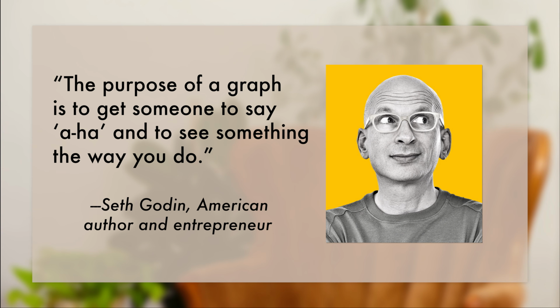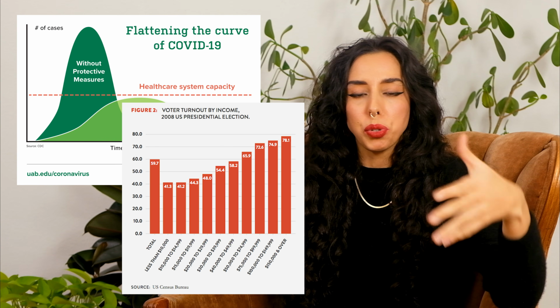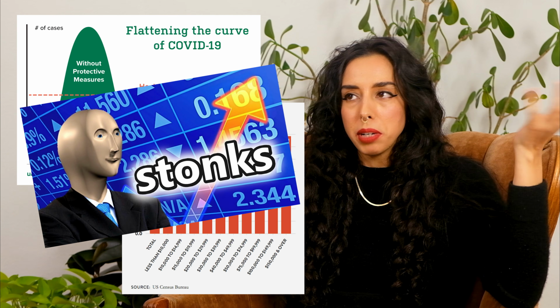I heard Seth Godin say, the purpose of a graph is to get someone to say, aha, and to see something the way you do, which I like as a definition because it underscores how data viz is fundamentally a form of communication. And in an increasingly data-driven world, it's a form of communication that's pretty damn critical. We all read graphs to make decisions in countless areas of life. To understand risks to our health, to make sense of our political landscape, to figure out our money things.